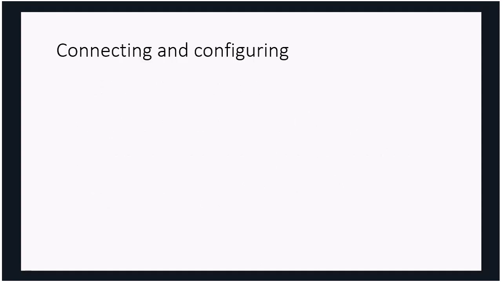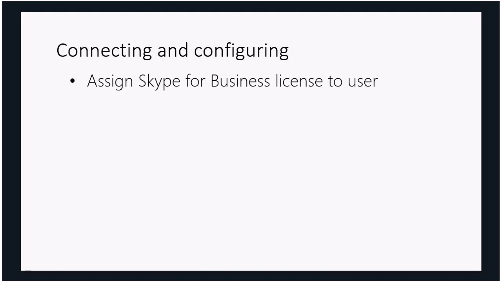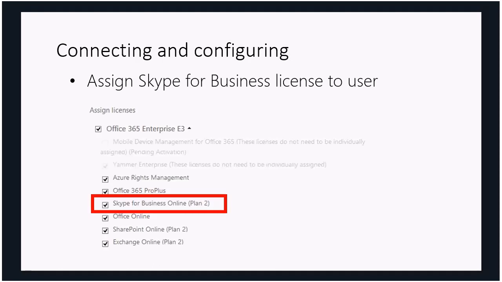So let's talk about connecting and configuring. The first thing that you need to do, which is generally done for you when you assign a suite license to a user, is to make sure that they have a Skype for Business license assigned. In here, I've taken a screenshot from an E3 license. You'll see that if I expand that, I have obviously Pro Plus, I have Office Online, SharePoint, and Exchange, but one of the options is Skype for Business, and you'll see that it is Plan 2.